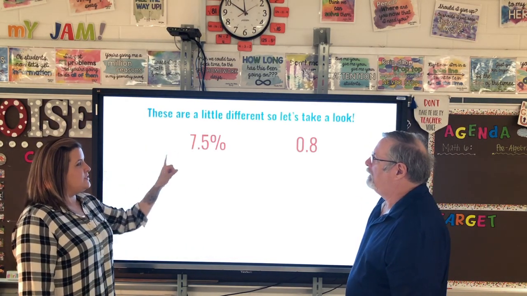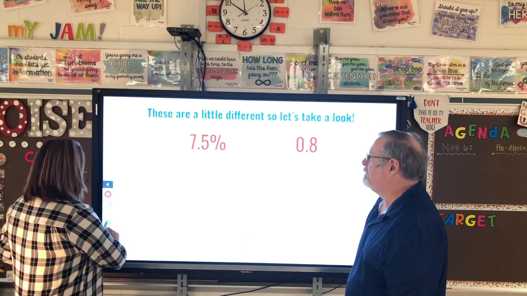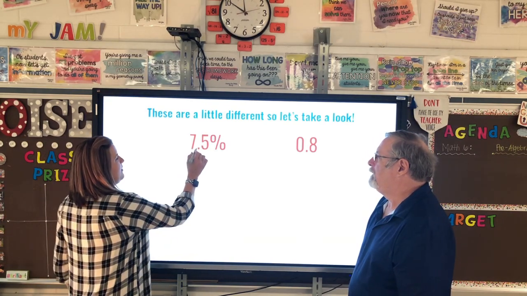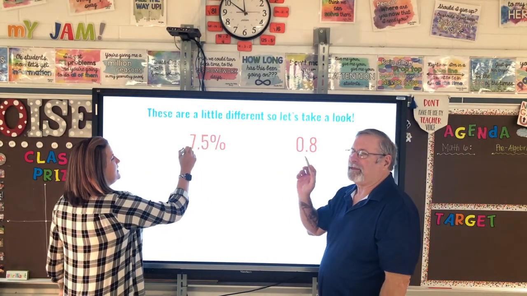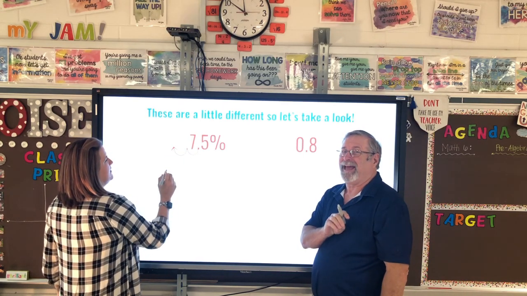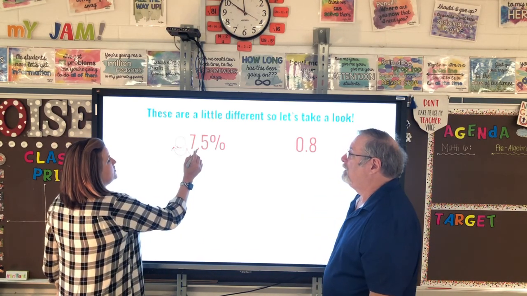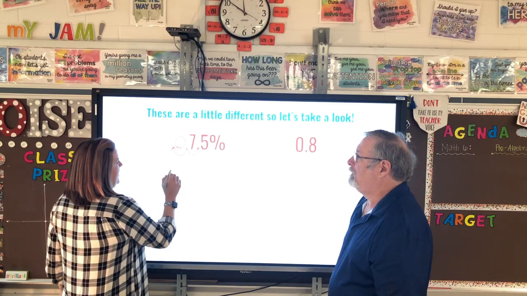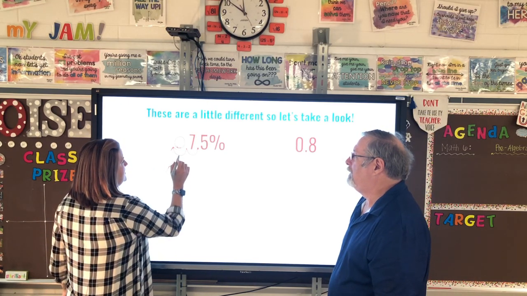All right, I'm going to make this one a decimal. It has to be the same, so I'm going to make it a decimal. So remember, move it 2 times to the left. And it looks a little weird because it already has a decimal, so I start at the decimal spot. So this is 0.075.